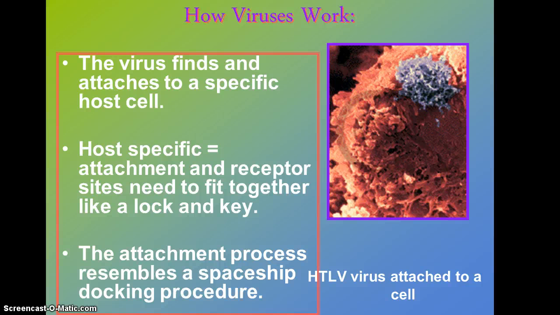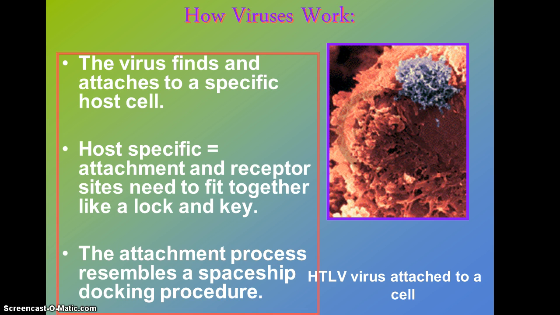What happens is the virus comes along and the little tail fibers can attach to the membrane of the cell of the organism. And once it's attached, then the DNA can get inside the cell and start replicating and make more of the virus. So the attachment process resembles kind of like a spaceship docking procedure. I'm going to have some kind of animated video of that a little bit later on. And the picture off to the right there is a virus attached to a cell. The blue thing is the virus attached to the cell.